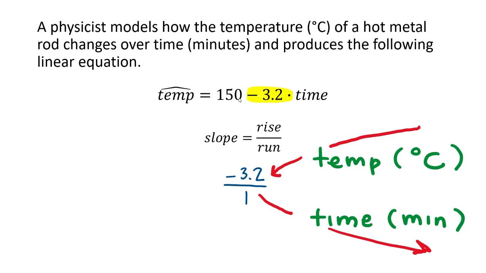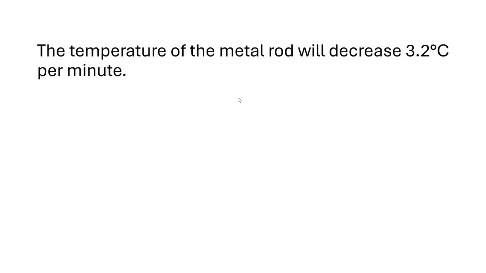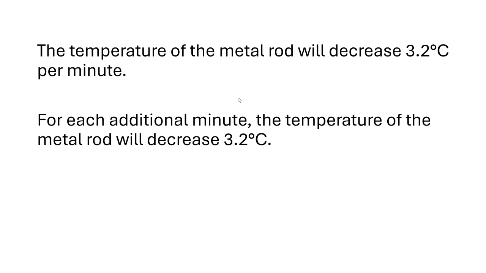So here it is on the next screen. The temperature of the metal rod will decrease 3.2 degrees Celsius per minute. It's a nice sentence to use to describe the slope in our model. You could also reverse the order of the two variables. Another way to say it is for each additional minute, the temperature of the metal rod will decrease 3.2 degrees Celsius. I hope this was helpful.